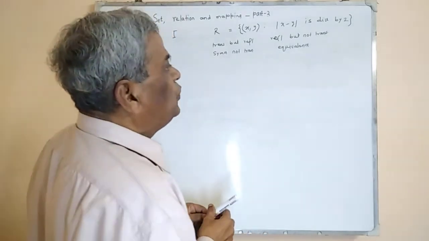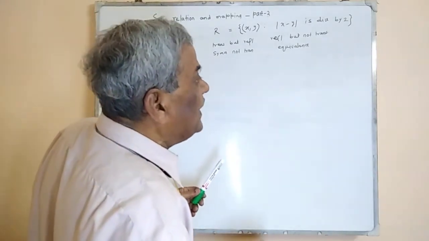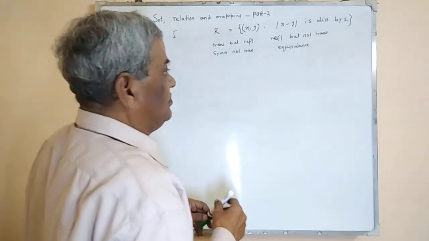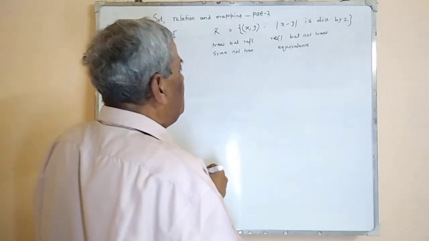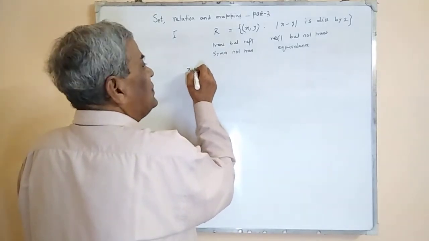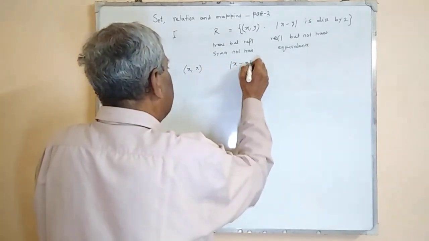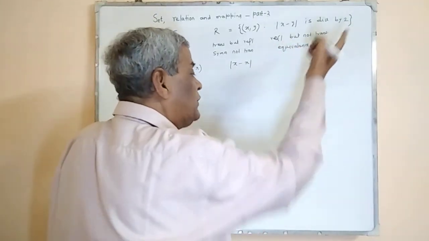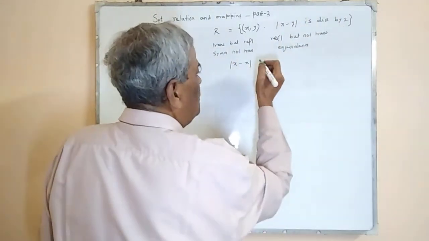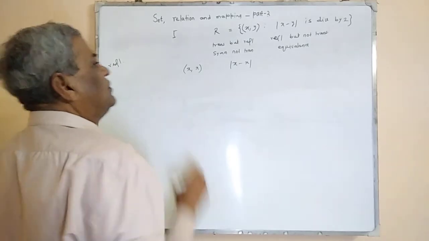Now, one by one, we have to check whether it is transitive or reflexive. For equivalence, we have to test all of them. First of all, we check whether it is reflexive or not. Reflexive means x comma x will be there. That is, is mod of x minus x divisible by 2 or not? Now x minus x is 0, it is divisible by all, so by 2 also it is divisible. So it is reflexive. Number 1, reflexive, we get it.